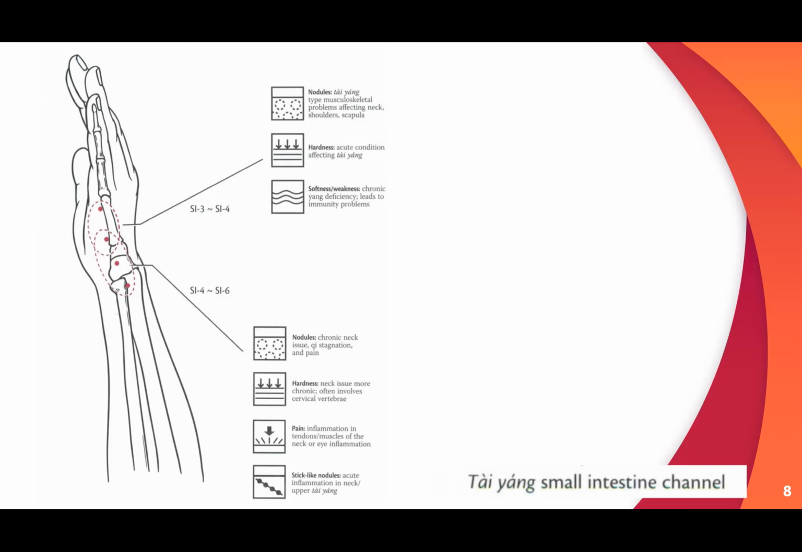issue, chi stagnation, and pain. So, yung pag nakakapa kayo ng parang bukol-bukol dyan. Then, pag matigas po, so neck issue po yan. So, more chronic po siya at na-involve po dyan ang cervical vertebra. So, pagkapa nyo at matigas, cervical vertebra may disease. Pag may pain naman or may inflammation in tendon, muscles of the neck or eye. So, pag may pain po siya, may inflammation po yung mga tendon, sa neck or sa eyes. Pag stiff like nodules, acute po yan. Acute inflammation in neck after Taiyang. So, yan po yung mga summary.